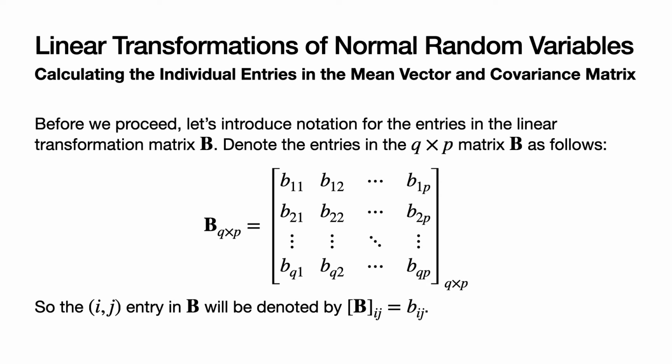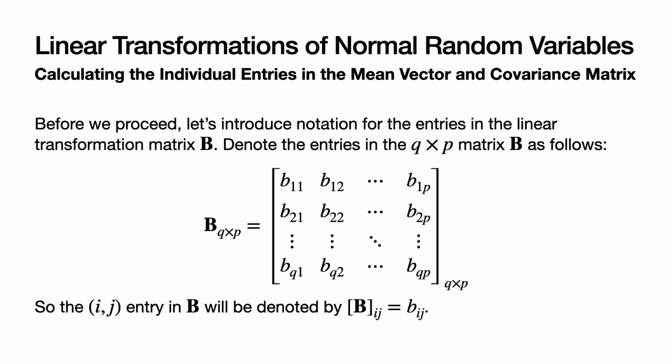So the first row has entries b11, b12, and so forth out to b sub 1p. The second row has entries b21, b22, and so forth out to b sub 2p. And then finally down to the last row, the Qth row, the entries are bQ1, bQ2, and so forth out to b sub QP.